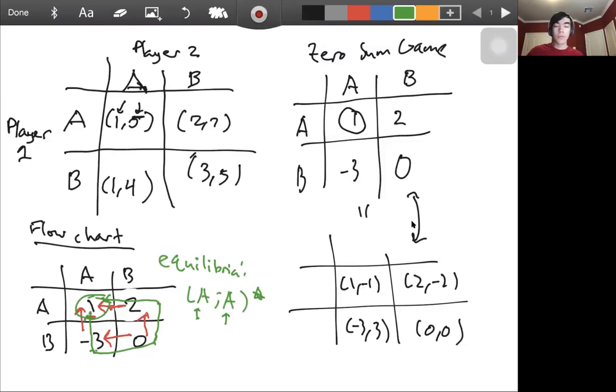So flowcharts. Flowcharts are nice when they work, but there's a problem when they don't always work.